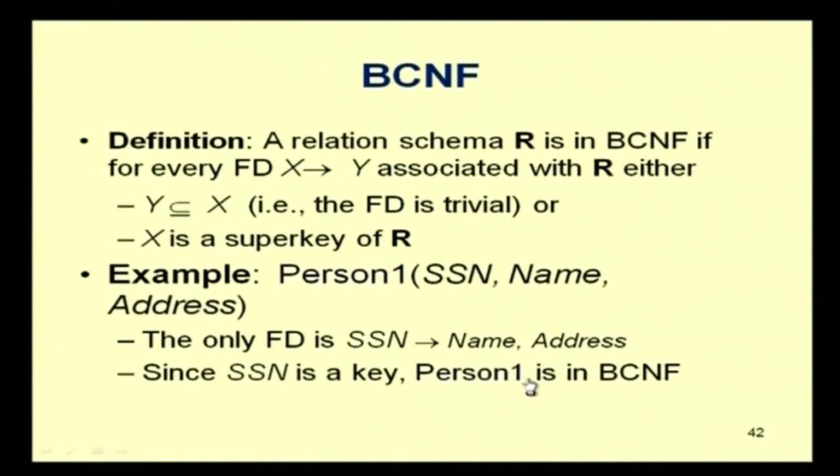The definition of BCNF is: a relation schema R is in BCNF if for every FD X goes to Y associated with the relation, either Y is contained in X, that is the FD is trivial, or X is a super key of R. For example, you have a person1 relation with SSN, name and address, and the only FD is SSN determines name and address. Then SSN is a key and person1 is in BCNF because SSN determines both the name and the address.